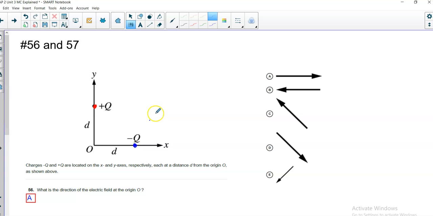So, if I'm at the origin, the blue is going to attract me this way, and the red is going to repel me this way. If I'm a little positive test charge at this location, that means the net field is going to be down and to the right. I would go with D in this case.